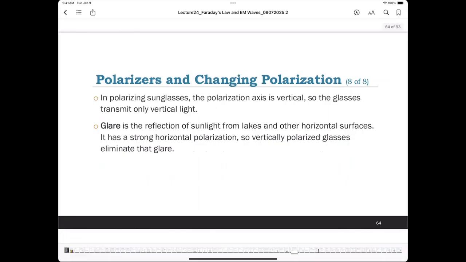In polarizing sunglasses, the polarization axis is vertical, so the glasses transmit only vertical light, which is why when you wear the sunglasses you will not be affected by the bright sunshine. Glare is a reflection of sunlight from lakes and other horizontal surfaces. It has a stronger horizontal polarization, so vertically polarized glasses eliminate that glare. Does that make sense to you?